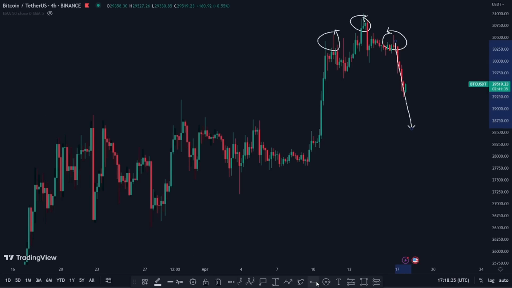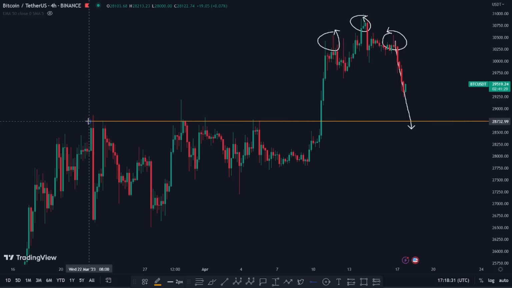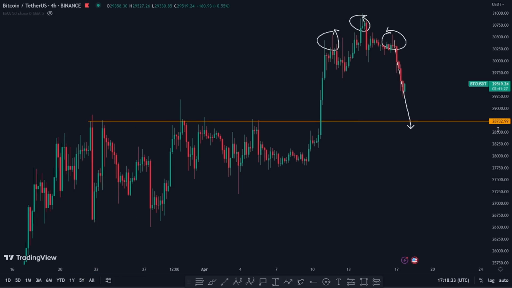What I see in the chart, which I already mentioned in the Sunday update, is this area over here. If I mark it in the chart, it will be at $28,730. In this area you can see the Bitcoin range from the 19th of March until the 10th of April. That's 3 weeks of consolidation in this zone, so obviously this area should be tested as a potential support.